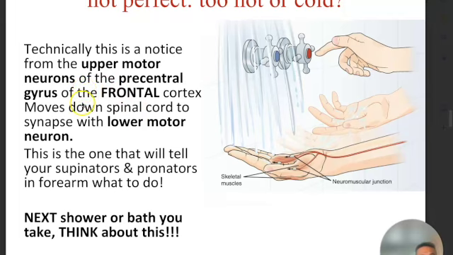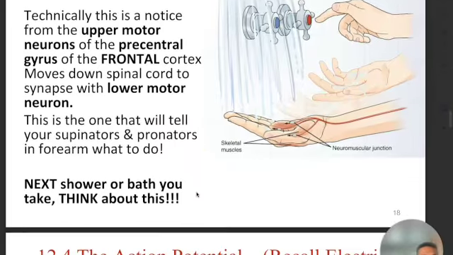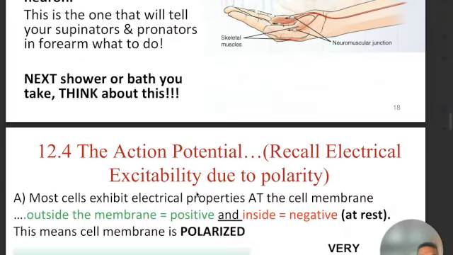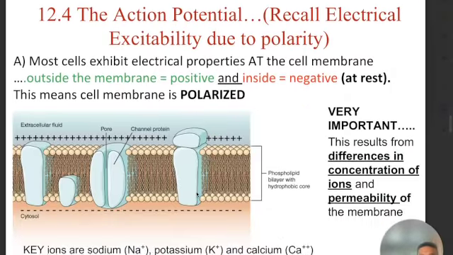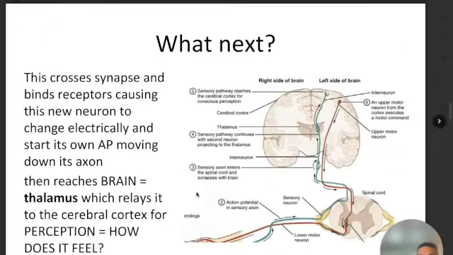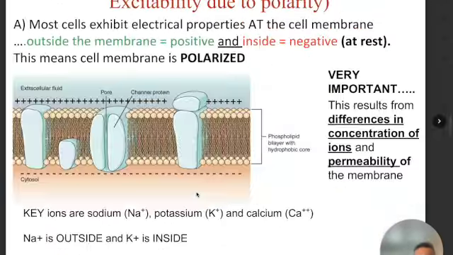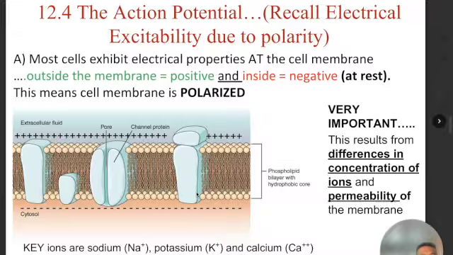And it moves down the spinal cord and synapses with the lower motor neurons. This will tell your supinator and pronator whether to turn the arm up or down. Remember pronator and supinator? So that was a brief description of how it works. Now we're going to look at the action potential part.